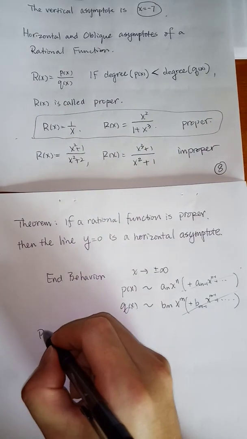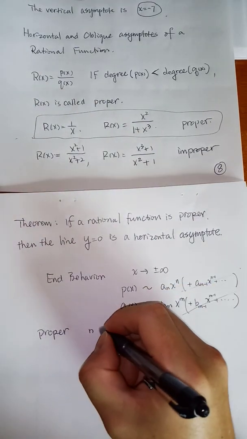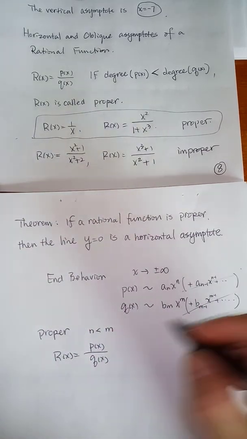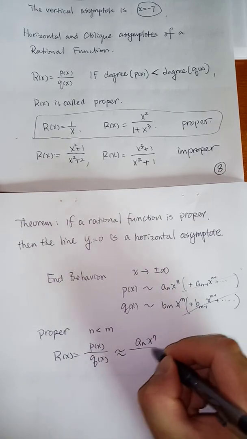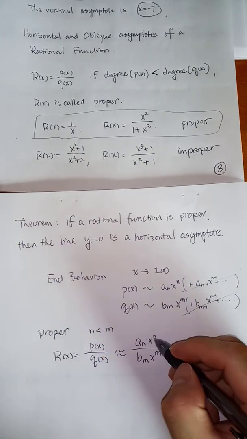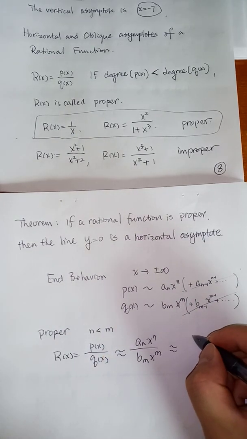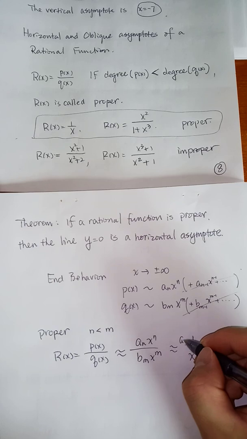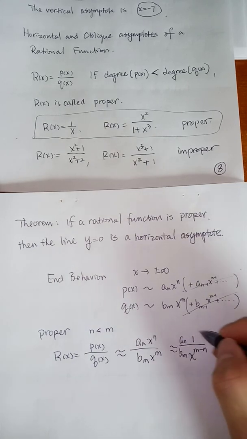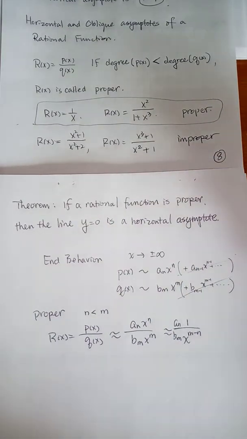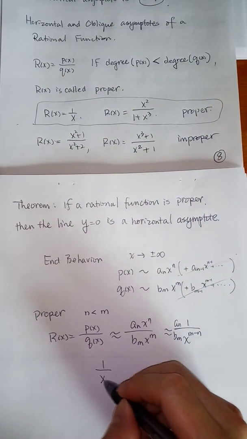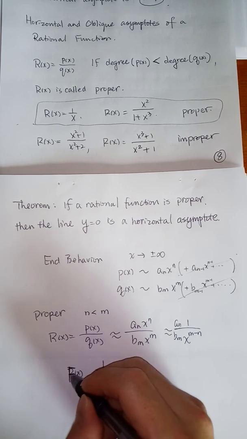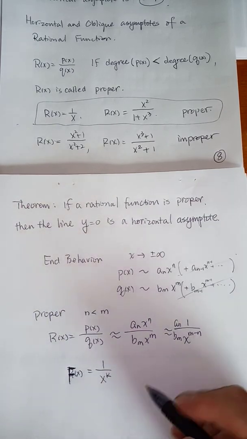If it's proper, it means n is less than m. So the rational function p over q is about a_n x to the n over b_m x to the m. Since n is less than m, it's about 1 over x to the m minus n. So basically you only need the coefficient a_n over b_m, and you only need to study the function 1 over x to the k-th power. Let's use capital F, not R.